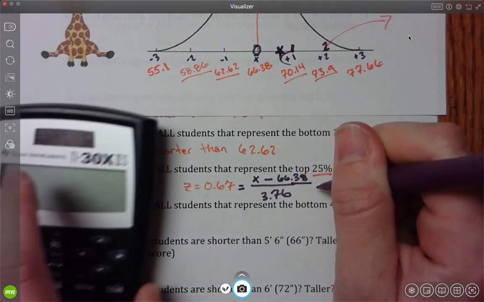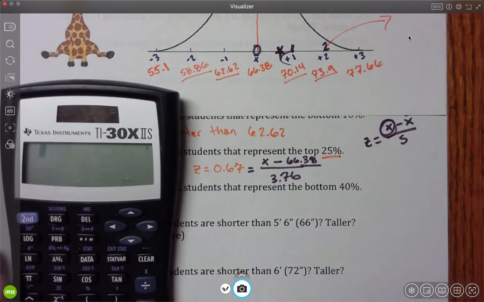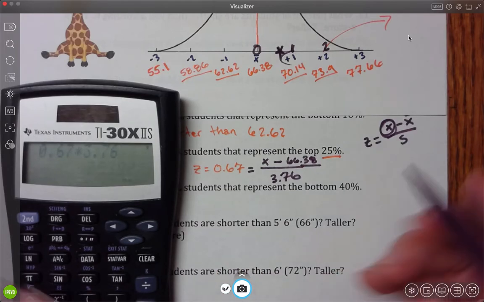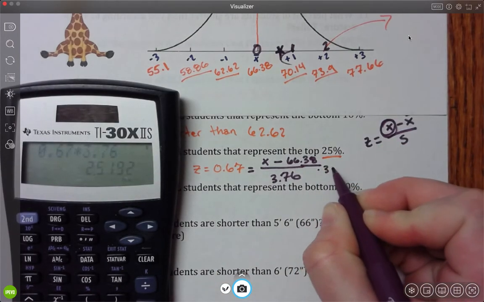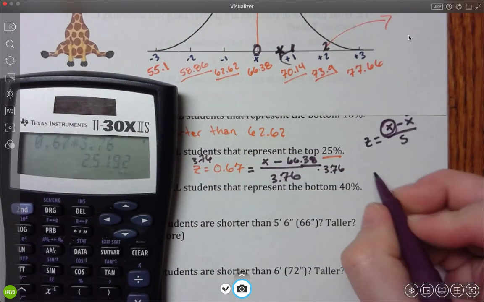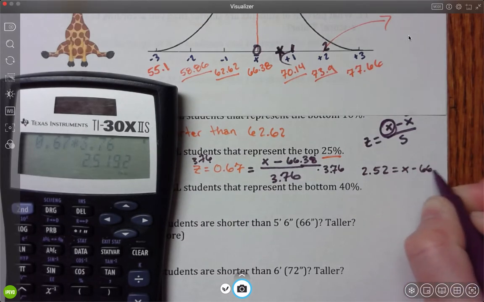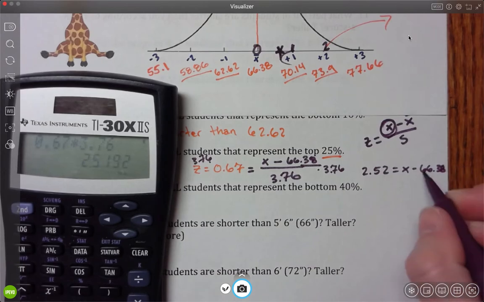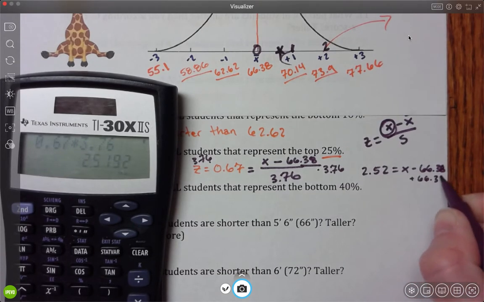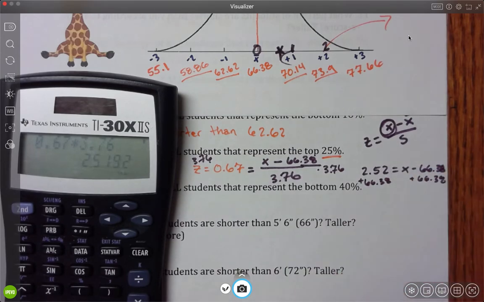So the first thing I do is multiply by 3.76. So I'm going to do that now. 0.67 times 3.76. If I multiply by 3.76 over, I will get 2.52 equals x minus 66.38, and then I can add that 66.38 to the other side. If you don't need to write out all of these steps, you don't necessarily have to, that's fine. So add 66.38.